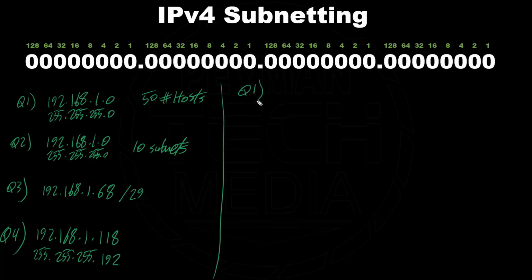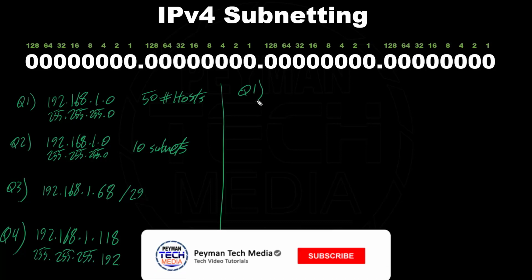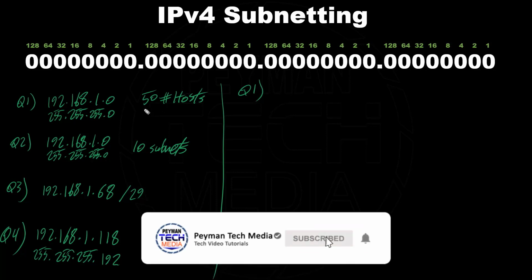Okay, first let's go over question number 1. For question 1, they give us the network address of 192.168.1.0 with the default subnet mask of 255.255.255.0, because this is a Class C network address, and the default subnet mask for Class C is 255.255.255.0. And they are saying we don't need 254 available IP addresses, we only need 50. We don't want to waste all those additional IP addresses. So what do we have to do first? Well, here they are asking for the number of hosts, 50.